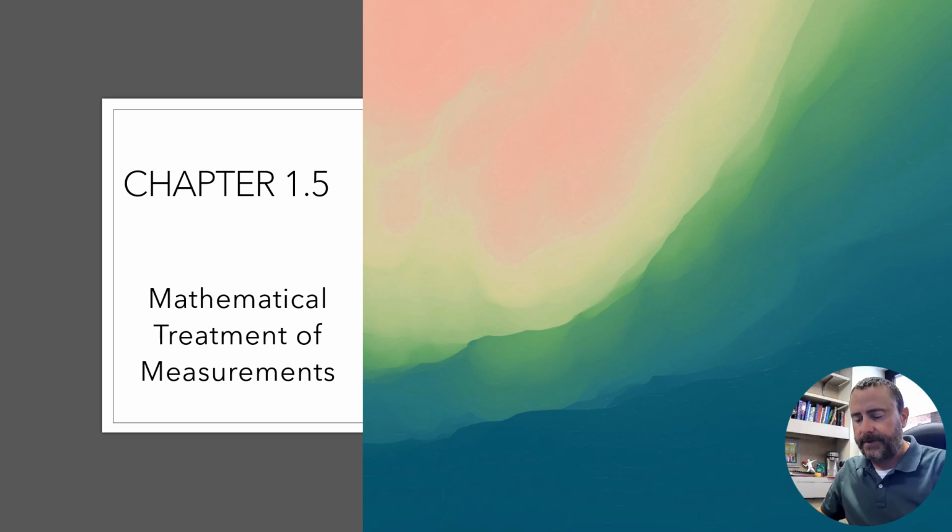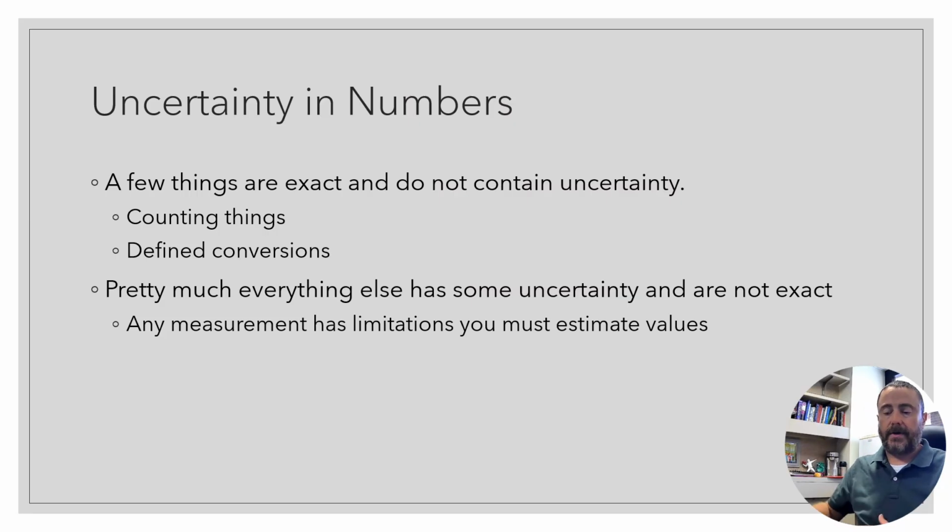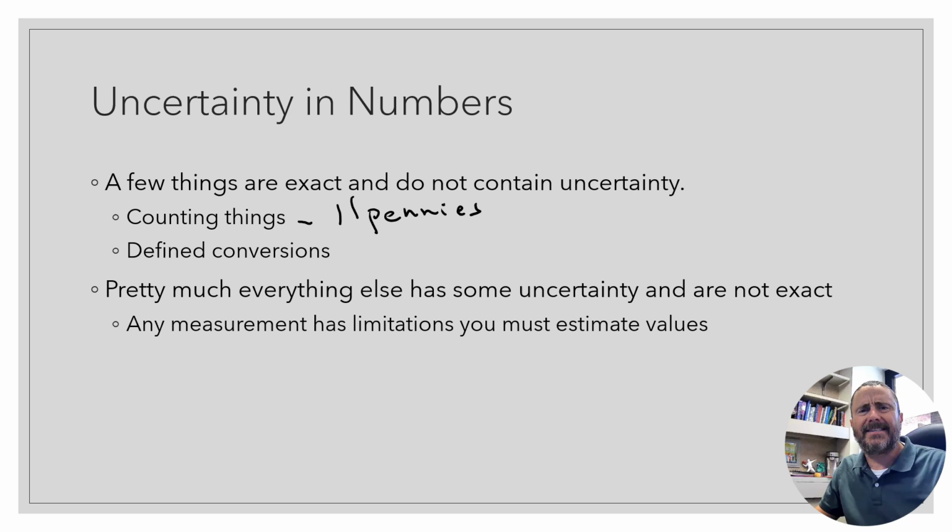All right, so next up, let's talk about the mathematical treatment of these measurements as we go along. Again, we're going to come back to that idea of the uncertainty in our numbers. Some things don't have any uncertainty. Not very many things, but some do. Like if we want to count things. If I gave you 11 pennies, that's easy for you to count. 1, 2, 3, 4. You can count to 11 most likely. So there's 11 pennies.